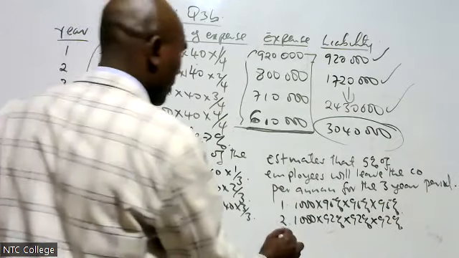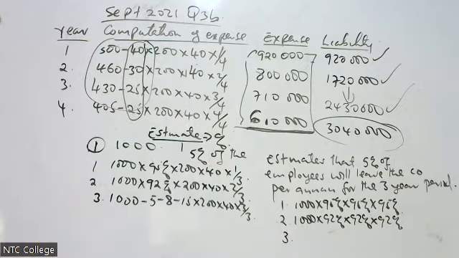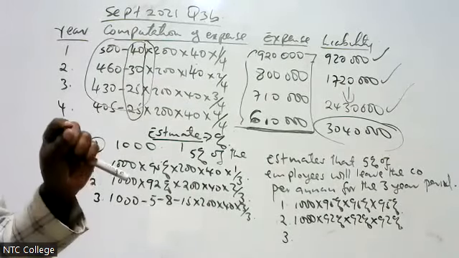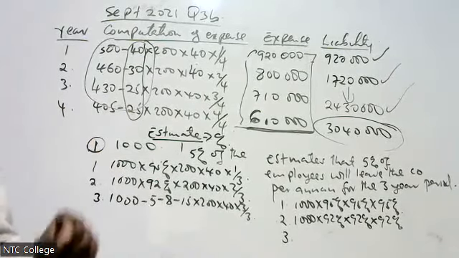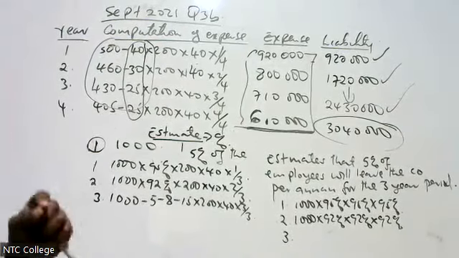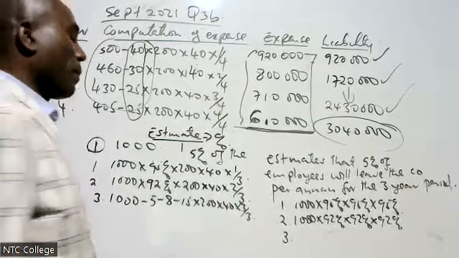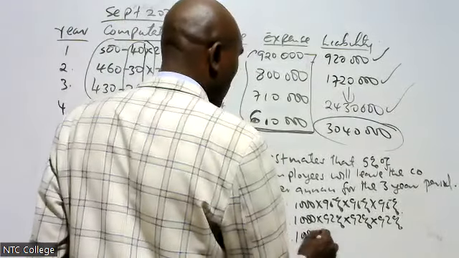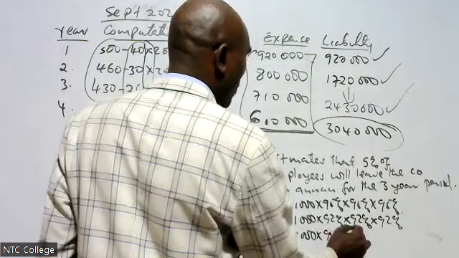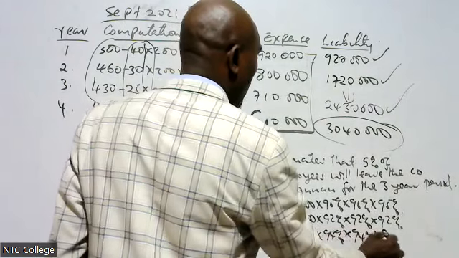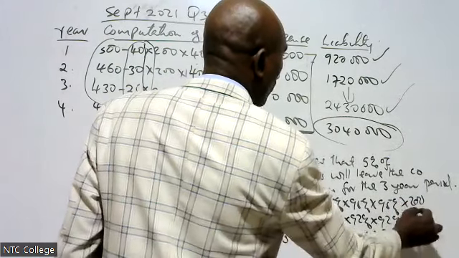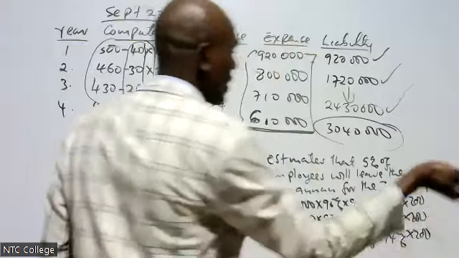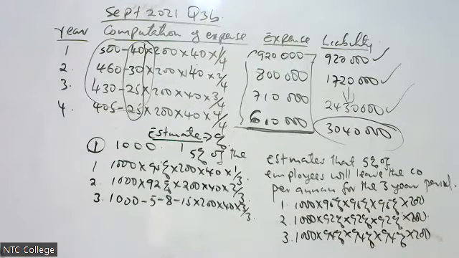When I come to year 3, then also the examiner says that the company estimates that 6% of the employees will leave the company per annum for the 3-year period. Therefore, still I will take 1,000 times 94% times 94% times 94%. Then don't forget the other variables. Those are constant. There is no problem.